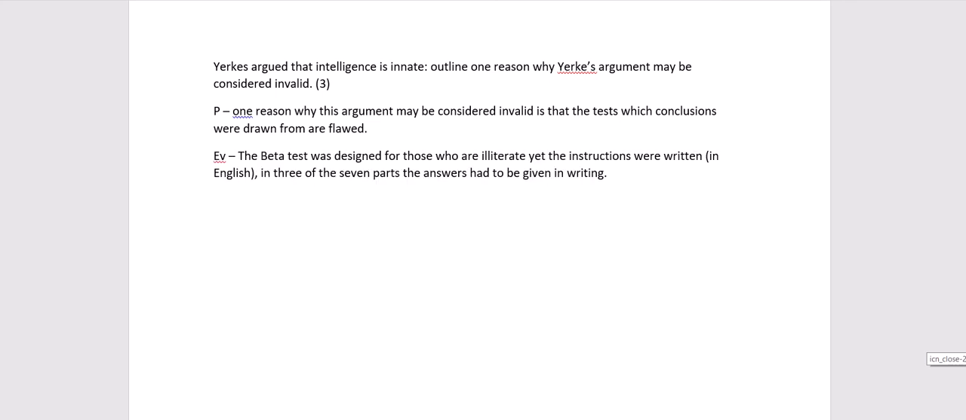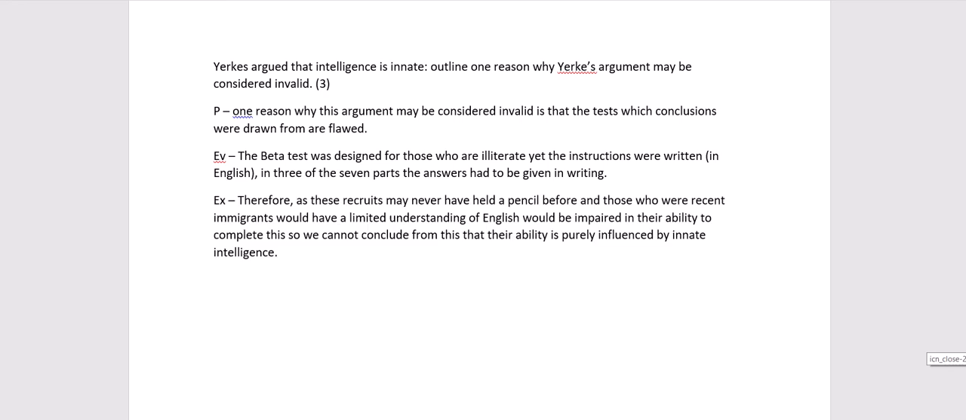So here is some evidence. The evidence here is that I'm talking about the beta test, and I have given actual context from the study as to how that is flawed. So I've said it's designed for those who are illiterate. I've illustrated that the instructions were written and that in 3 of 7 parts the answers were to be given in writing. So next I just need to explain how that makes this argument invalid.